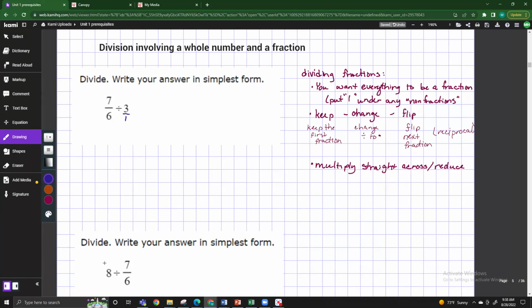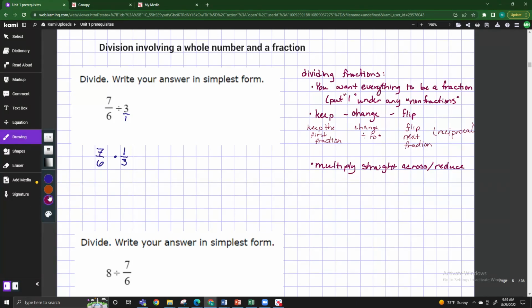And then I always remember keep, change, flip. So I keep the first fraction, which is 7 over 6. I'm going to change from division to multiplication, and then I'm going to flip, which is also the reciprocal of the next fraction that's coming, and it's just 1 over 3. If there were more problems, that is the only one I would be flipping unless there was another division that I was changing again. So it's always keep whatever's in front, change the division to a multiplication, and then the one that's following that division is going to flip, just so that you remember that you've had things changing.